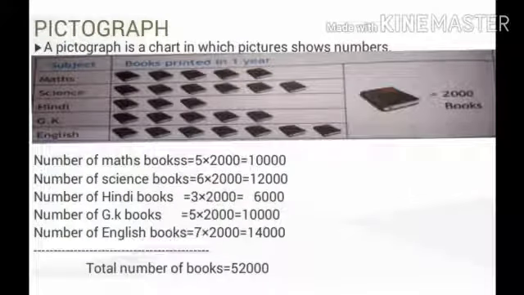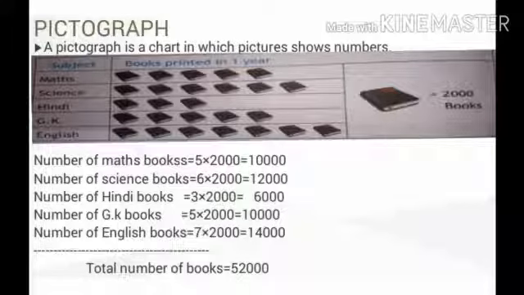Now let us understand what is pictograph. A pictograph is a chart in which pictures show numbers. So in this pictograph, some pictures are given, as you can see in the picture here. A picture of a book is given. Here, one book is equal to 2000 books. Okay. So here are the books given. In subject you will see here maths book, science books, Hindi, GK and English.